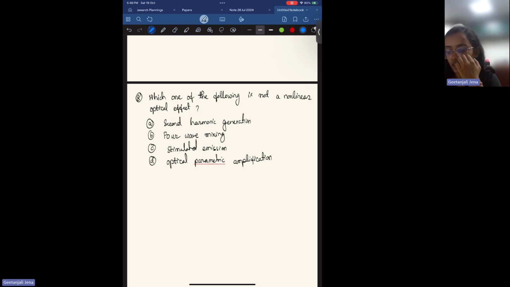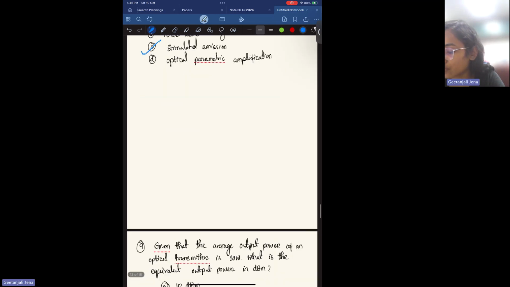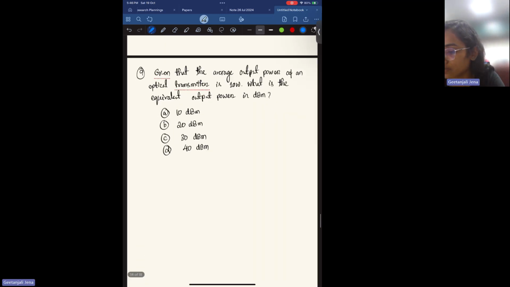So this is Chi3. And option C is stimulated emission. This is obvious. This is not a nonlinear optical effect. So that means the answer is option C. And option D is optical parametric amplification, which you already know is a nonlinear effect. Okay, so let us move to our next problem.